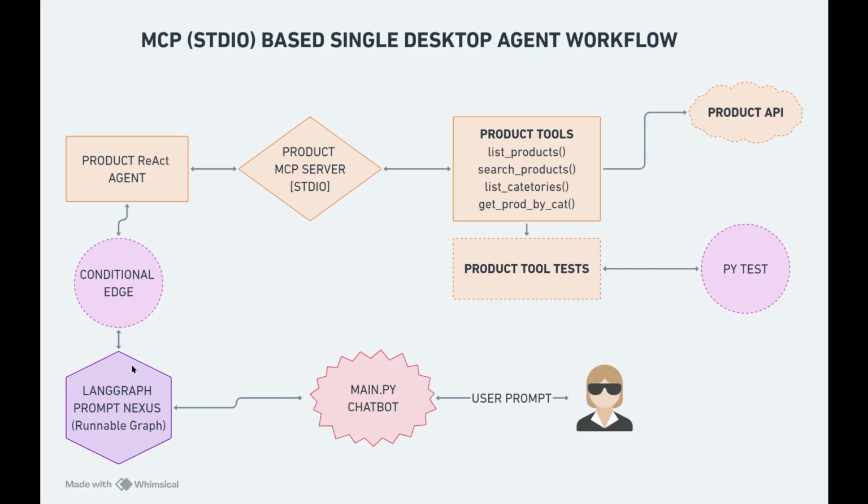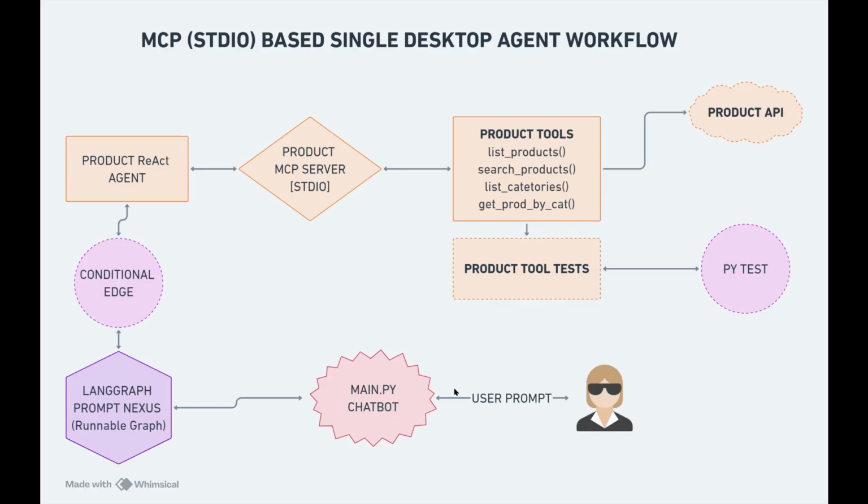So anyway, at this point, we attach our product agent via conditional edge to this graph and then turn this graph into a runnable graph. And then we create main.py, which is a simple chatbot which implements our runnable graph.